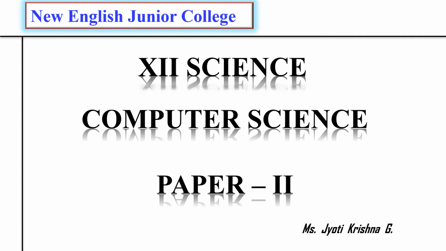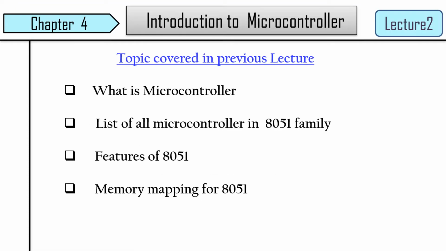So let us proceed. Student, we already started with chapter number 4, Introduction to Microcontroller. This is the second lecture. The topics covered in previous lectures were what is a microcontroller, the list of all the microcontrollers in the 8051 family, features of 8051, and memory mapping for 8051. In memory mapping, we have seen there are two separate memory spaces, program memory space and data memory space.